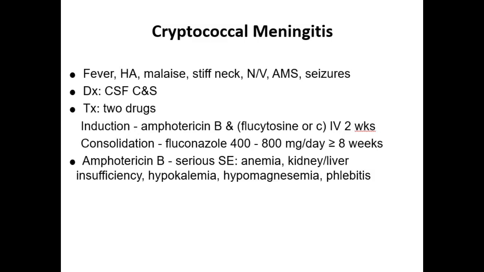Cryptococcal meningitis. Again, you can pause and read through some of these. But meningitis is going to be central nervous system, and we do diagnose it with the cerebrospinal fluid culture and sensitivity. The treatment is amphotericin B for 2 weeks, and then fluconazole for 8 weeks. And there are the side effects of amphotericin B, right? Serious side effects: anemia, kidney and liver failure, some dyscrasias with the electrolytes.